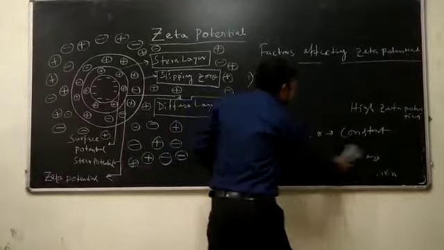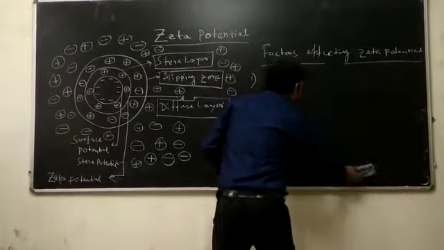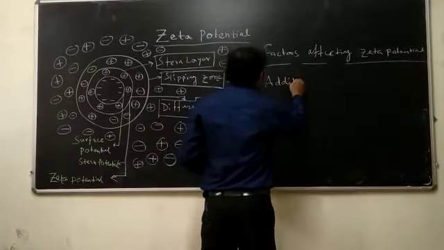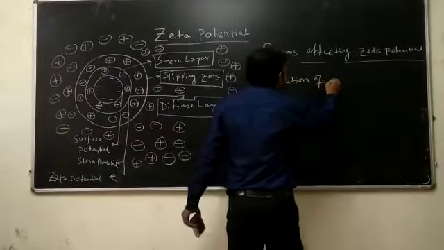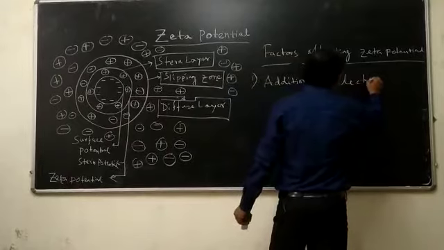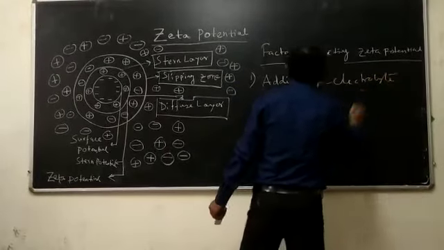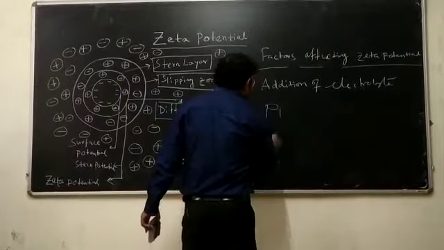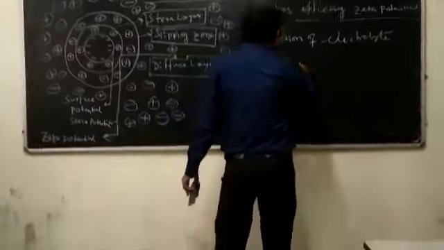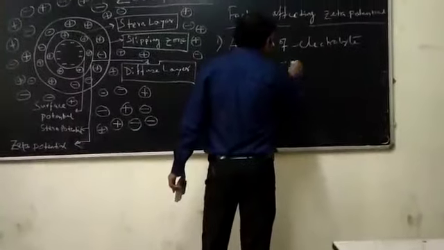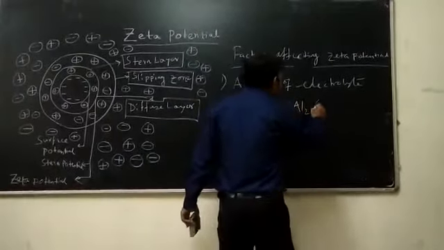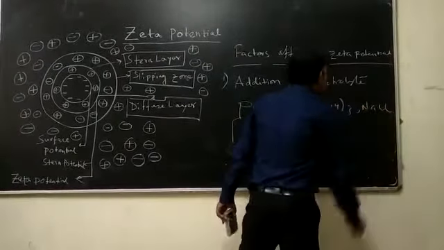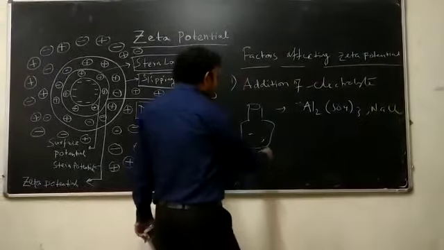The second factor, addition of electrolyte. If we add an electrolyte like aluminum sulfate, NaCl, etc. to a colloidal dispersion, what happens?